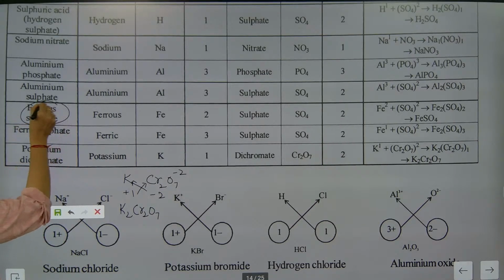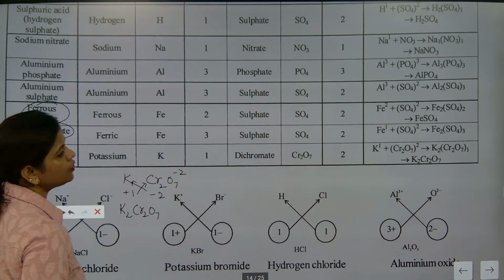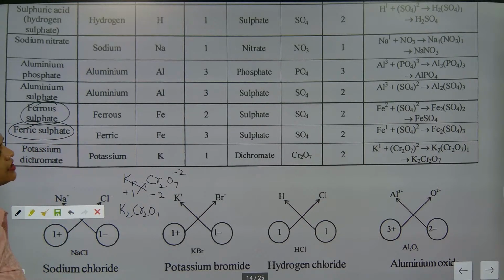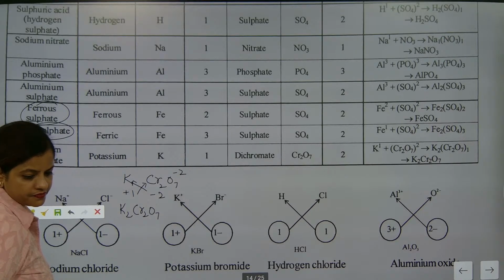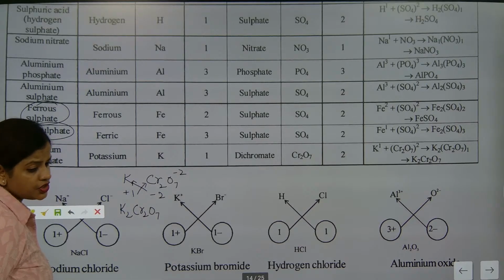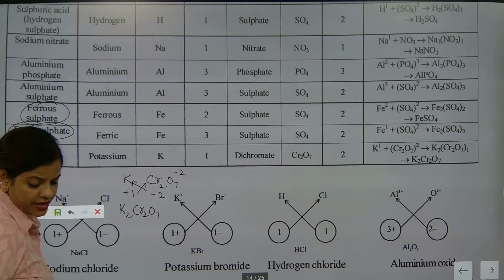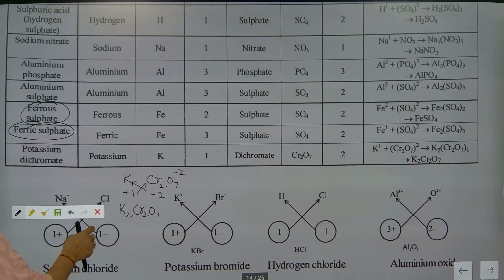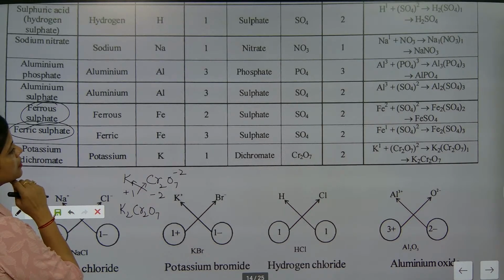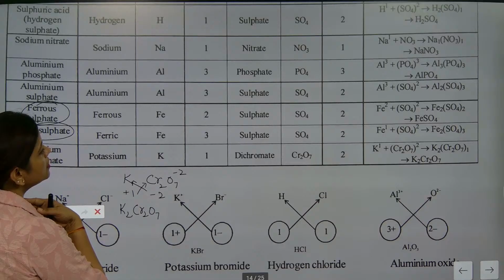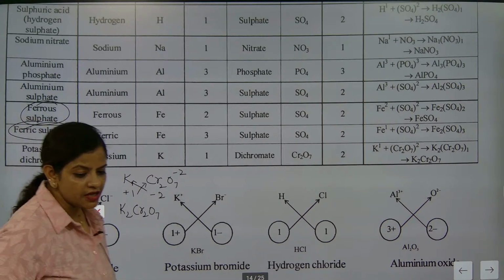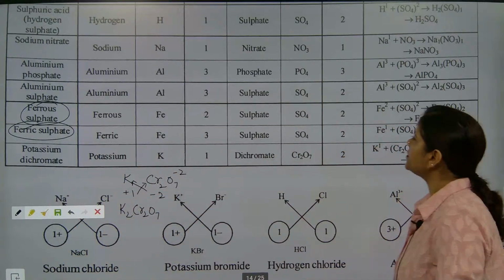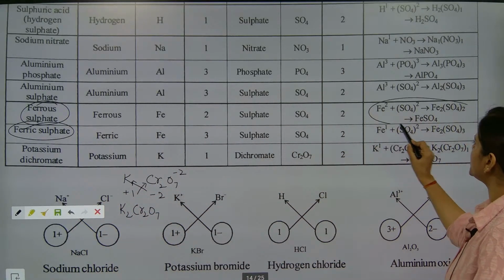Here one small change is needed, beta, in ferrous and ferric sulfate. I'll do it right now. Ferrous means 2, ferric means 3. One minute, I need to change one thing, beta. Check here when we are doing ferrous and ferric sulfate this time.